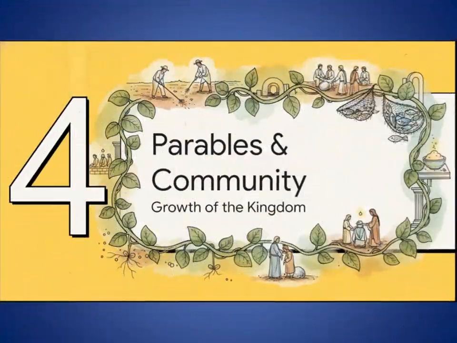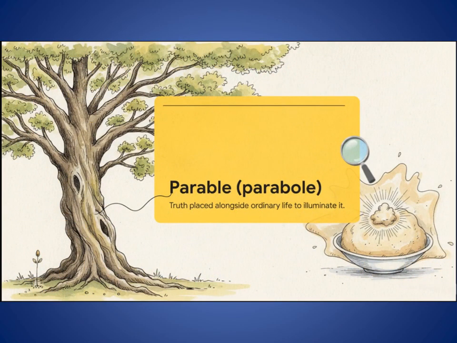All right, section 4, parables and radical community, the growth of the kingdom. So shifting from personal ethics, the focus broadens out here to show us how this new kingdom actually operates and grows from the ground up. Rather than just lecturing with a list of abstract facts, Jesus teaches using parables. Now, the Greek word parable literally translates to thrown beside. It's this idea of taking truth and placing it right alongside ordinary life to illuminate it.